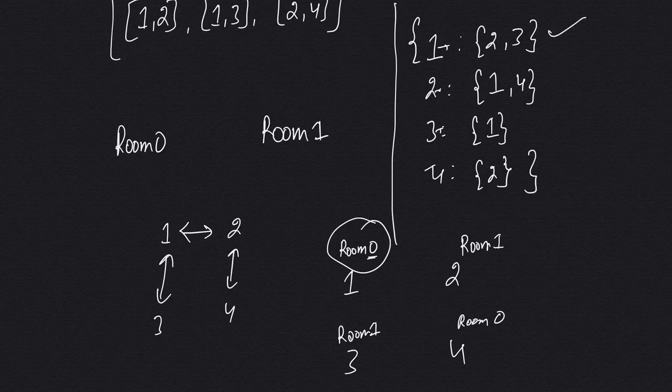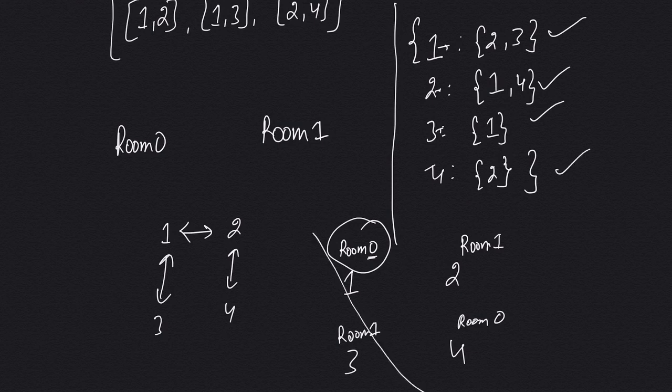So okay, we come to 2. We check for room of 2 is 1 and for room of 1 and 4 is 0. So okay, we come to 3. Room of 3 is 1 and room of 1 is 0. So okay, room of 4 is 0 and room of 2 is 1.